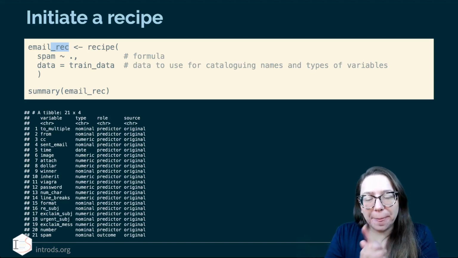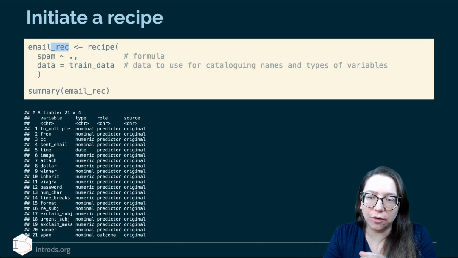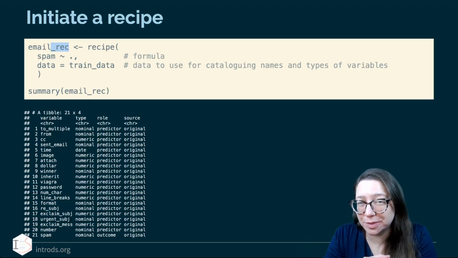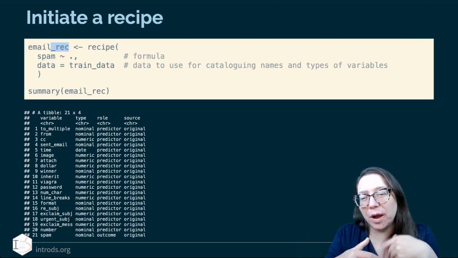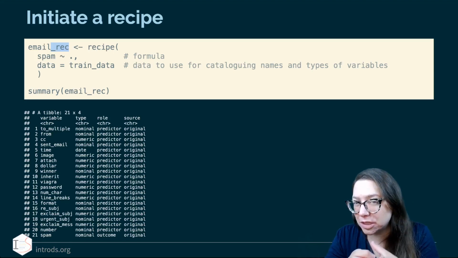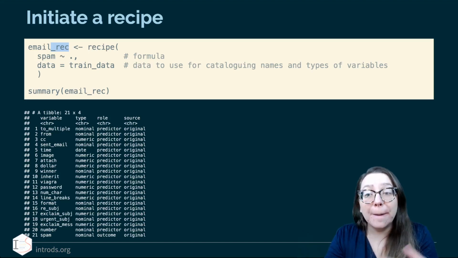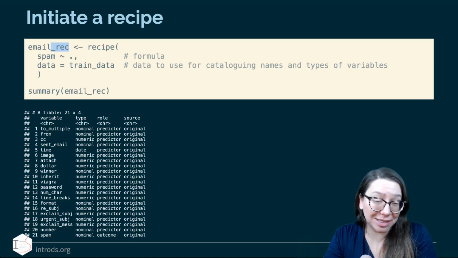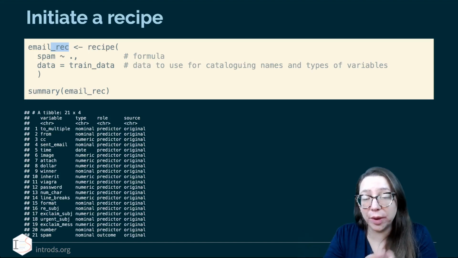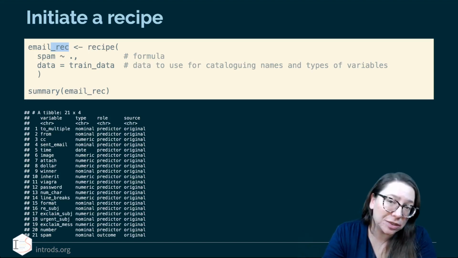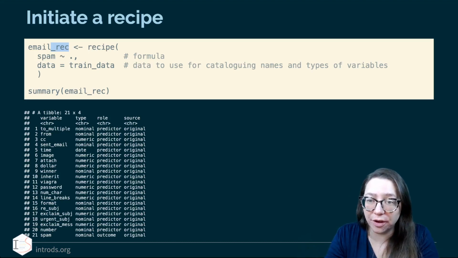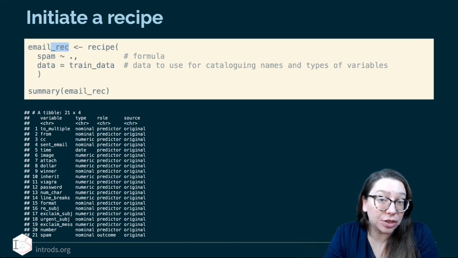So we have a new recipe. And in our recipe, we start by setting up our formula. So that's spam tilde period, right? That's our formula. And then our data is our training data. So this is the data to use for cataloging names and types of variables. It's really not that we're applying this recipe to this data right this moment. We're actually just writing out the steps of our recipe. We're going to apply it later, but we need to specify some data here so that when we say things like we're going to make transformations in this way or convert things from one thing to another, R needs to be able to check for us that these things actually make sense.